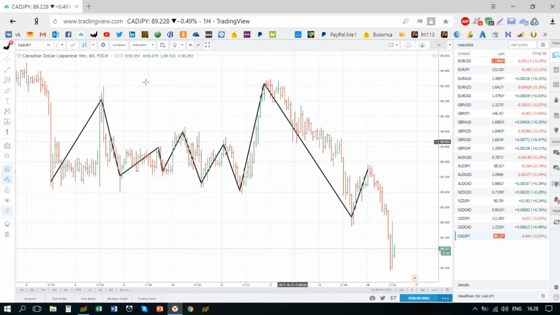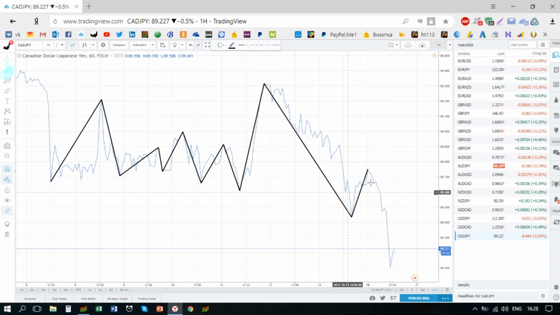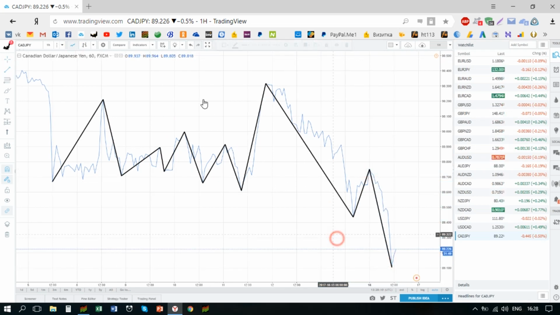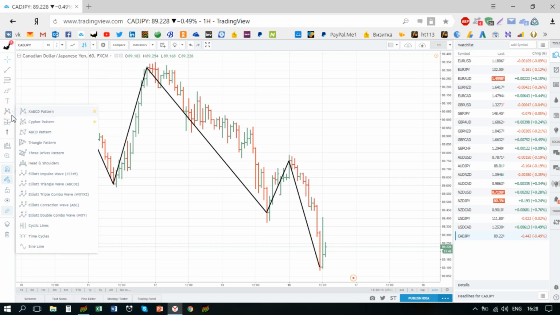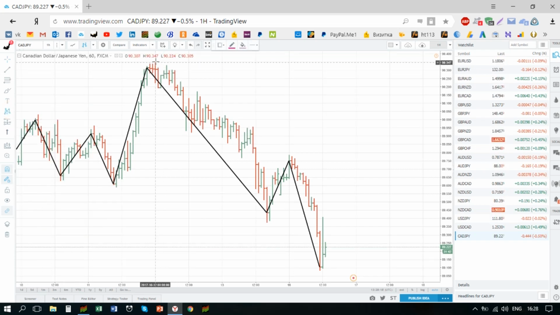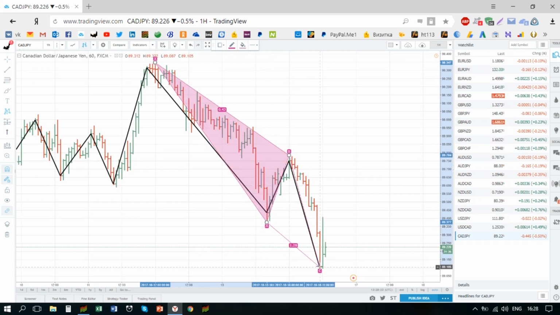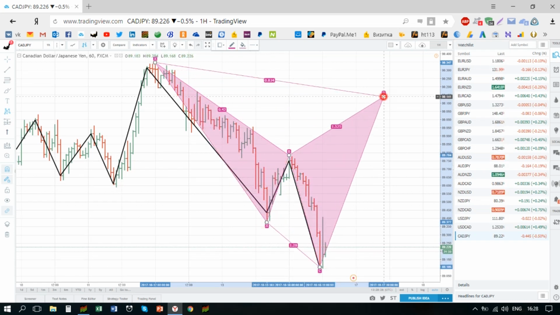Canadian yen looks this way. Obviously we've broken lower, and here we have a potential cipher pattern, I suppose. But the pattern is pretty far away from the entry. Yes, it is a cipher pattern. We need to go all the way to the upside to trigger that pattern.